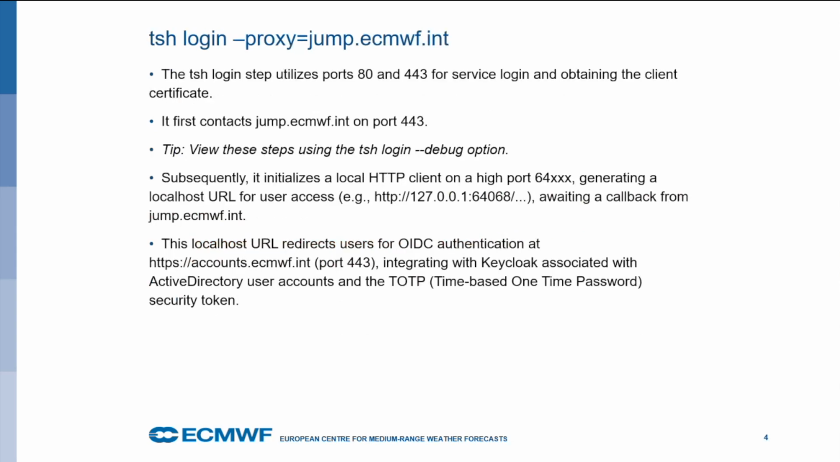The login step uses ports 80 and 443 for server login, and it obtains the client certificate from the remote server. It connects to the jump server on our side. If you want to see in detail what it is doing, you can use the --debug option. It's not something you need to be concerned about if it is working correctly, but it's useful if things are not working for you, because you can send us the full output. You can try tsh login --debug. You will get a list of the steps it's trying to do, and maybe the errors, and that's very useful for us to debug it.